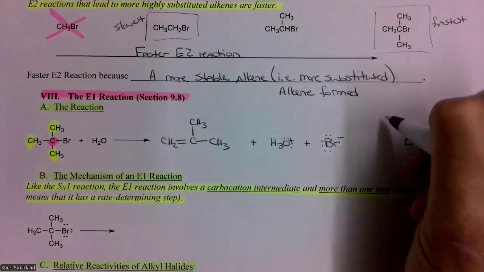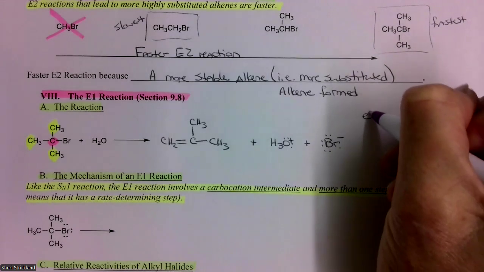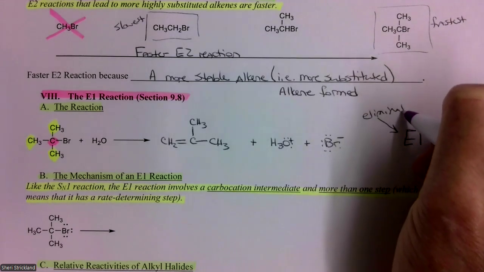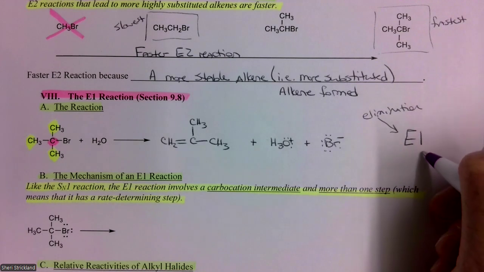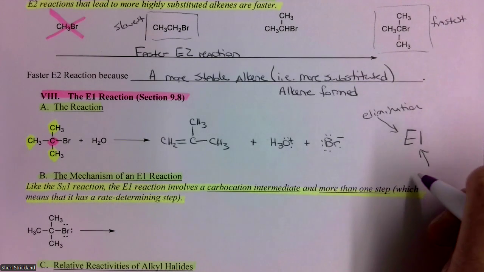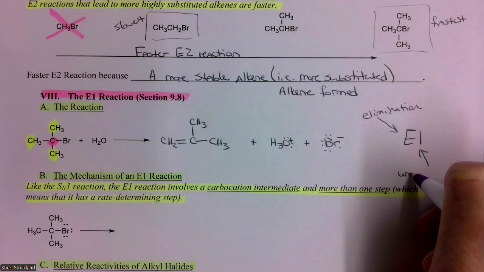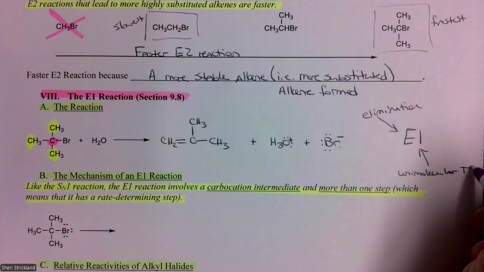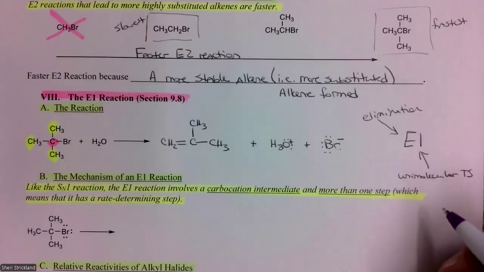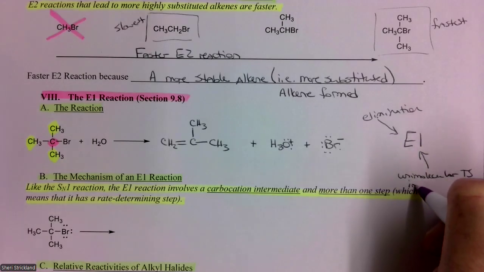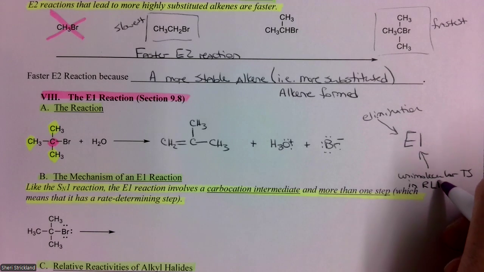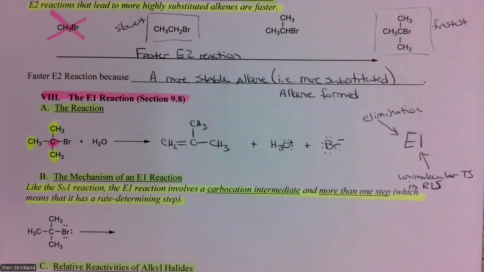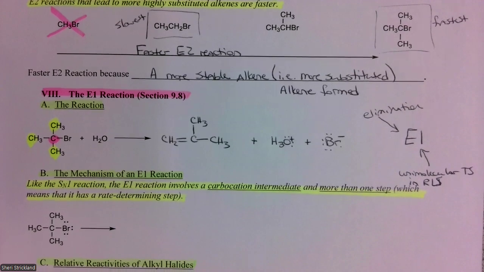Analogous to E2, elimination, unimolecular transition state in the rate limiting step. And like with an SN1, this is the formation of the carbocation intermediate. Okay, so let's see what that looks like.